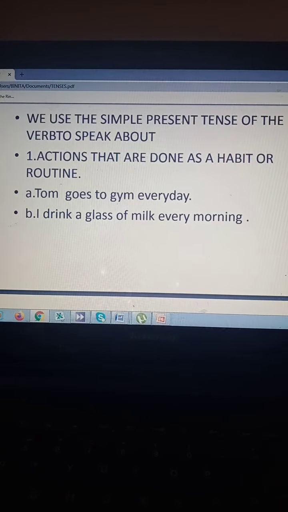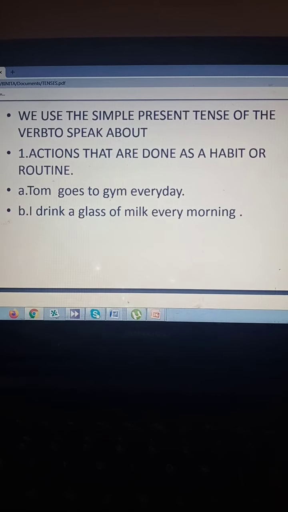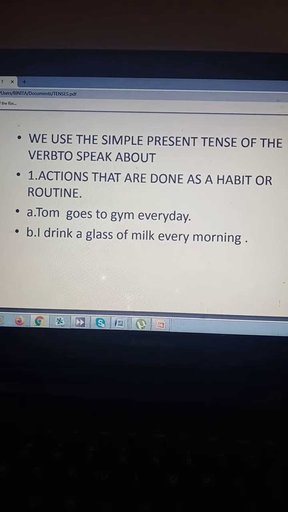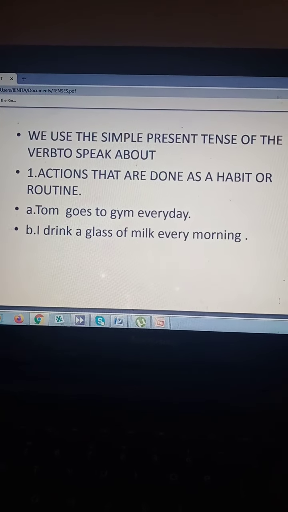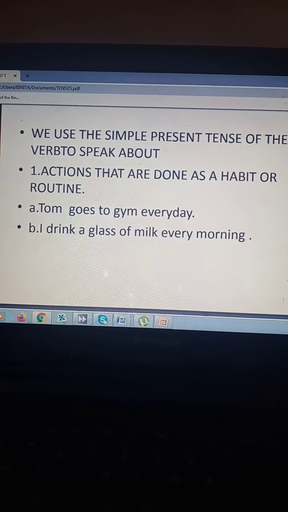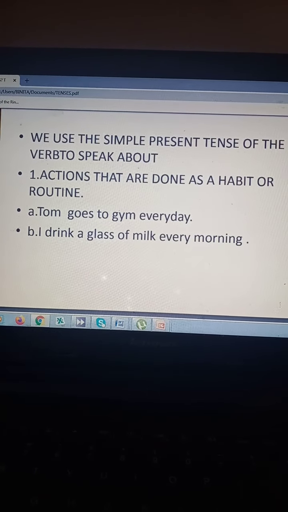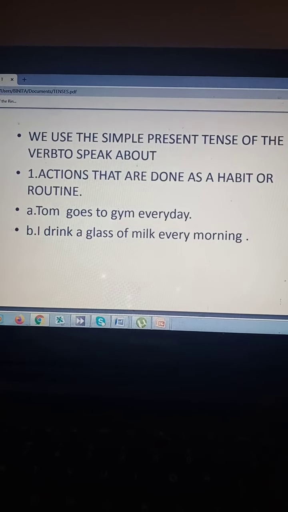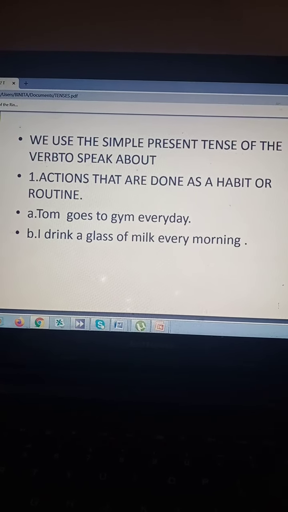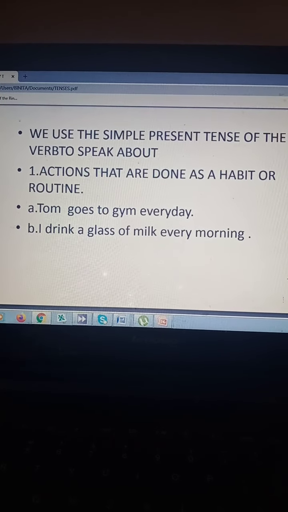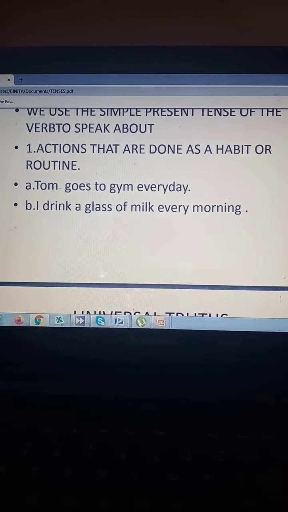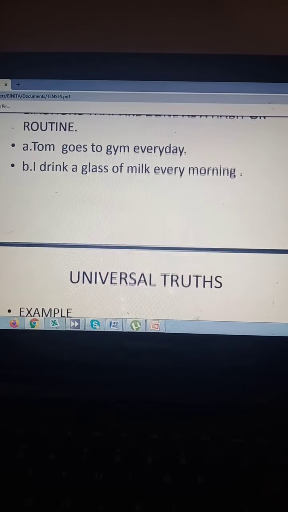So Tom goes to gym every day. I drink a glass of milk every day. So which is the verb here? Goes and drink. Look at the first one, goes, G-O-E-S. Now, Tom go to gym every day? That's wrong. But Tom goes to gym every day. I drink a glass of milk every morning. So you can see the singular form of the verb. So that is a habitual action. Simple present tense is used when you are doing an action every day as a routine.